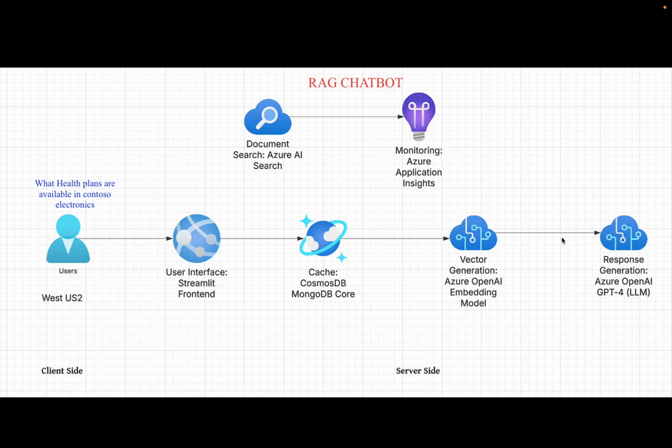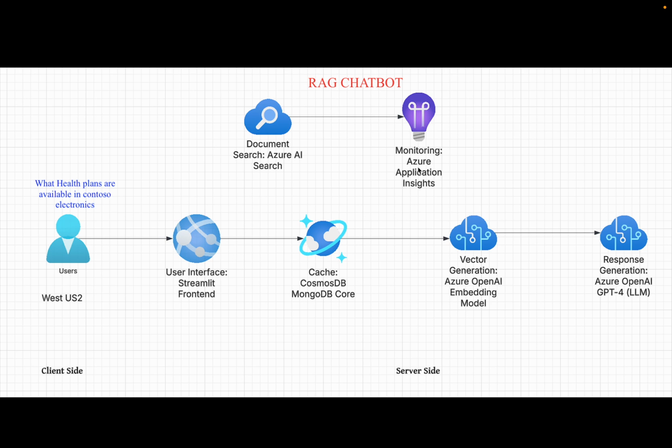The retrieved documents are sent to GPT-4, which generates the response: Contoso Electronics offers HMO, PPO, and dental insurance plans. The generated response is now stored in Cosmos DB so that future queries about health plans can be answered instantly. The user sees the response: Contoso Electronics offers HMO, PPO, and dental insurance plans.